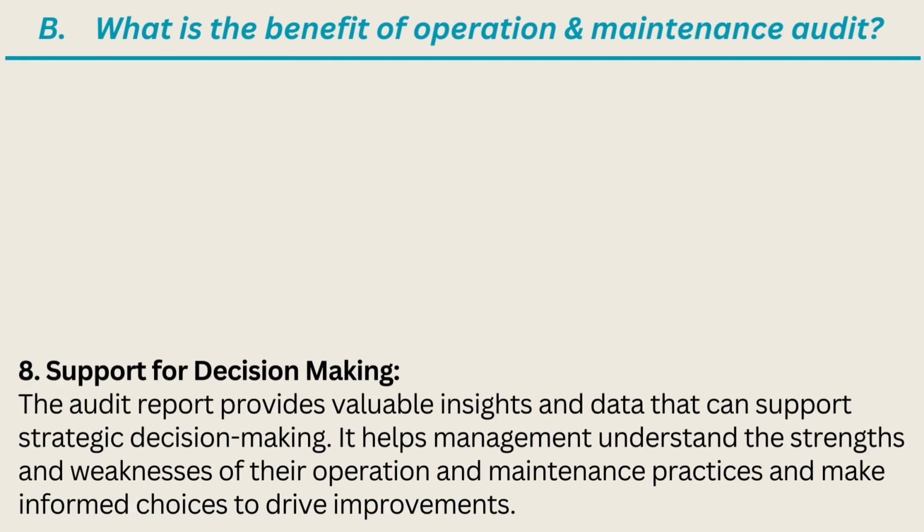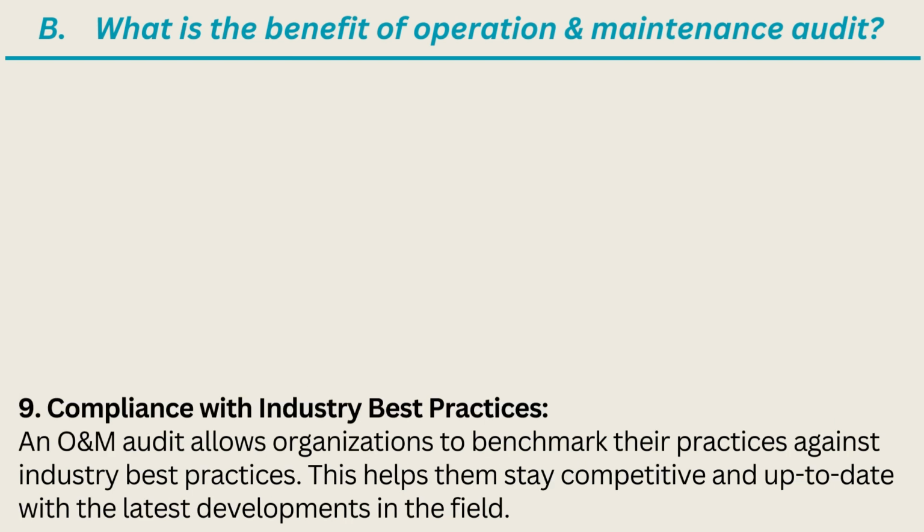8. Support for decision-making. The audit report provides valuable insights and data that can support strategic decision-making. It helps management understand the strengths and weaknesses of their operation and maintenance practices and make informed choices to drive improvements. 9. Compliance with industry best practices. An O&M audit allows organizations to benchmark their practices against industry best practices. This helps them stay competitive and up to date with the latest developments in the field.